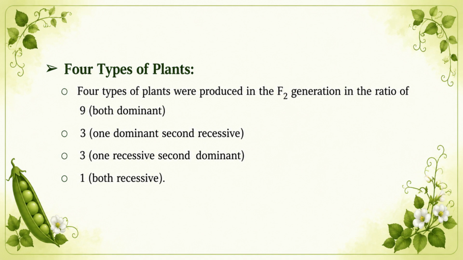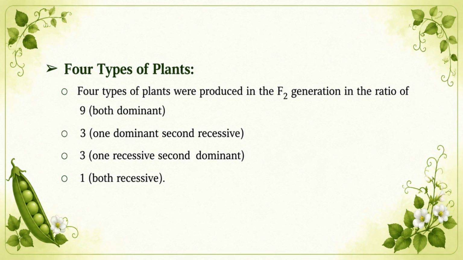So students, the 4 types of plants appeared in the ratio 9 to 3 to 3 to 1. This is called the dihybrid phenotypic ratio. Now, think about it. If traits always remained together, we would have seen only the parental combinations. But Mendel also observed new combinations, such as round green and wrinkled yellow. These new combinations proved that different pairs of traits can assort independently during inheritance, and this observation became the basis of Mendel's law of independent assortment.